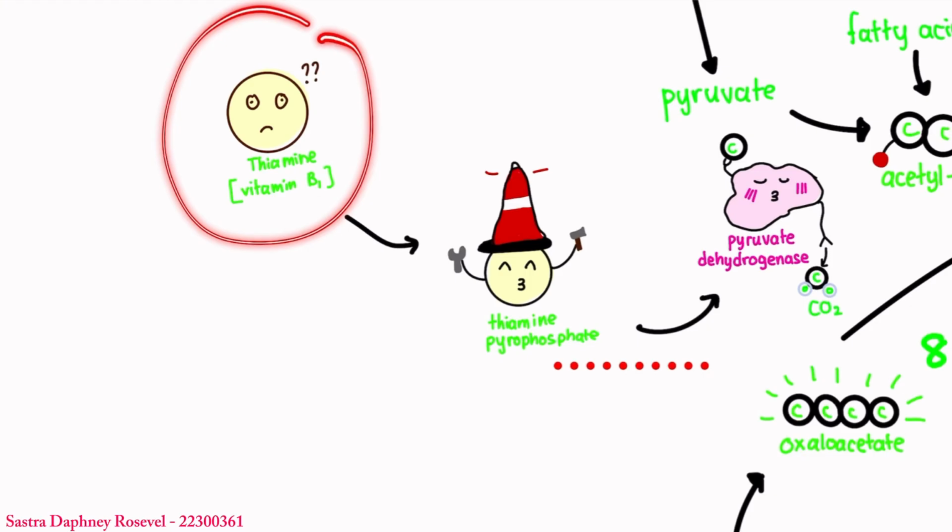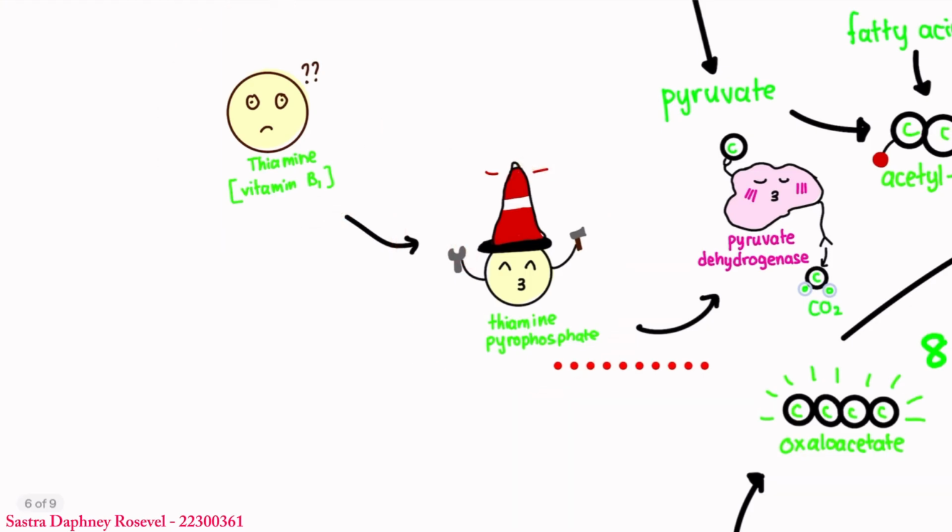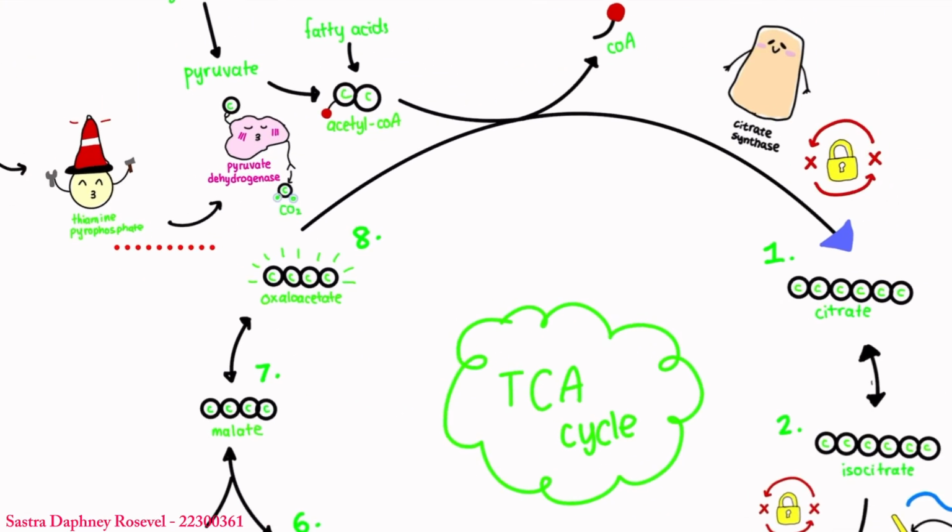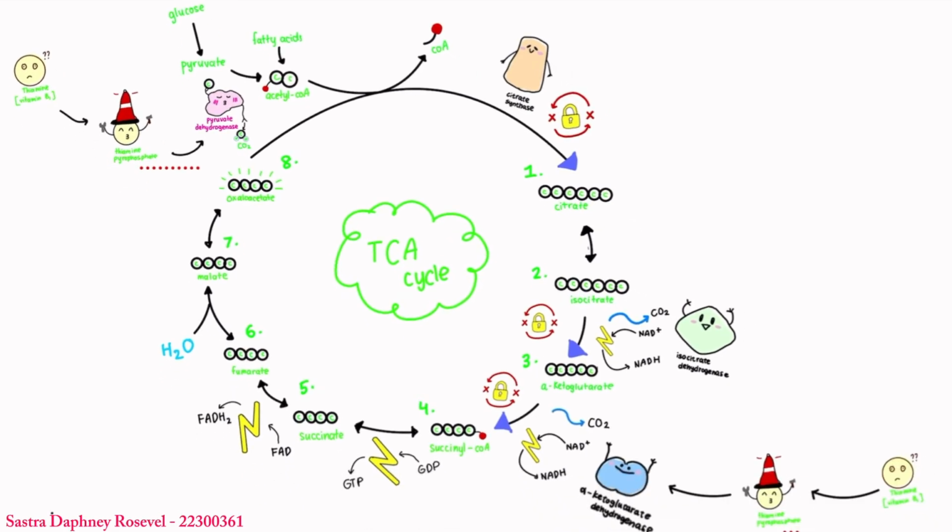Thiamine is used to make TPP, thiamine pyrophosphate, an essential cofactor for two critical enzymes, pyruvate dehydrogenase and alpha-ketoglutarate dehydrogenase. Pyruvate dehydrogenase converts pyruvate into acetyl-CoA. So even though pyruvate dehydrogenase is not in the TCA cycle, it is essential because it links glycolysis to the TCA cycle. So after a meal, glucose is broken down into pyruvate through glycolysis and is converted into acetyl-CoA, which is then used to start the TCA cycle.